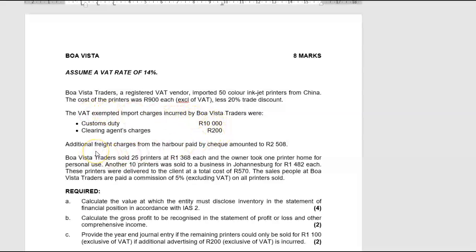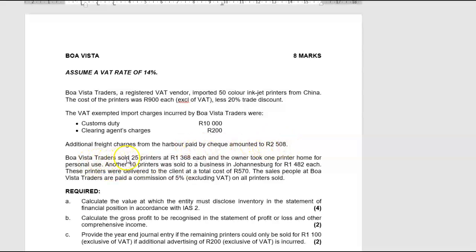Additional freight charges from the harbour paid by cheque amounted to 2508. Now that freight charges will include VAT. They give us the amount paid. Remember, every time that you see an invoice amount or amount received or amount paid, those amounts will all include VAT. So that 2508 is a VAT inclusive amount.